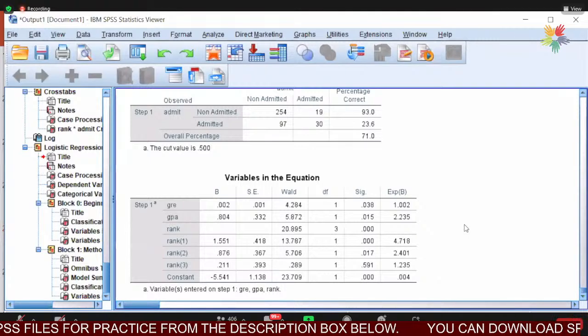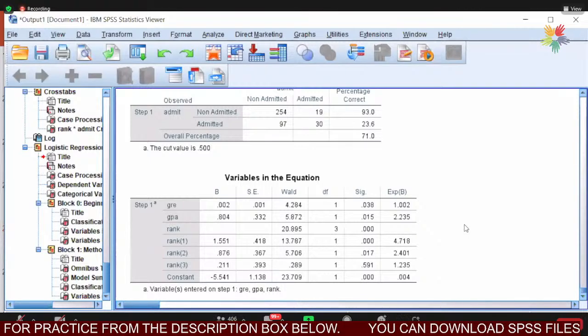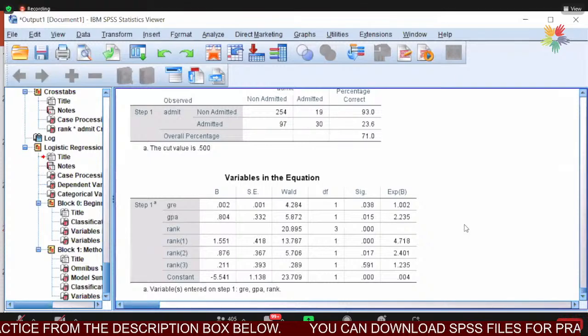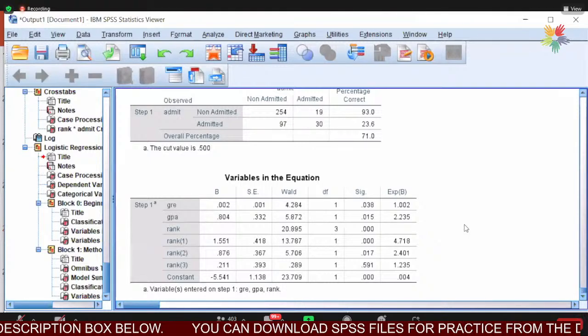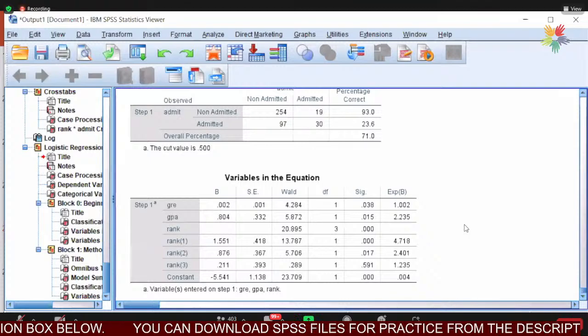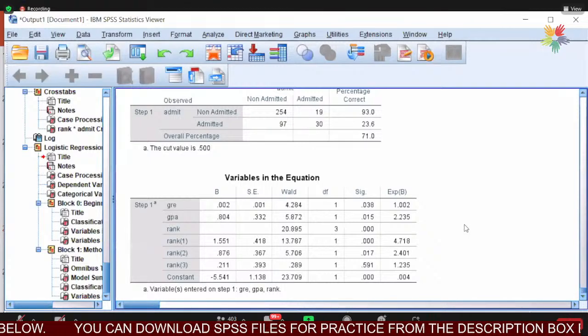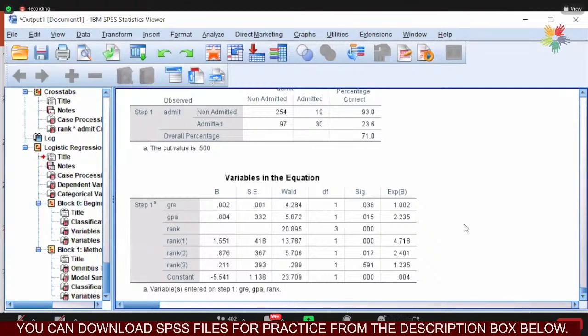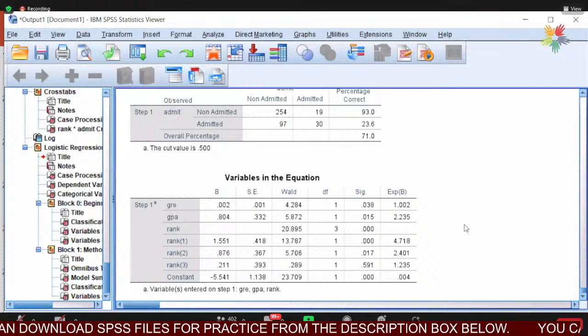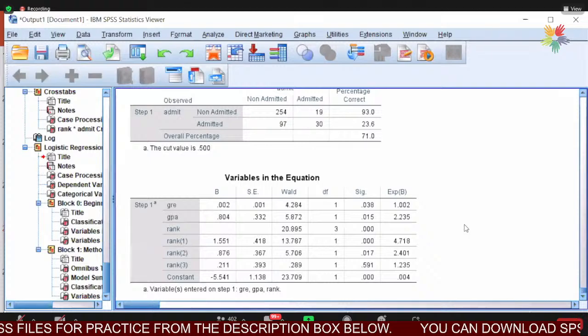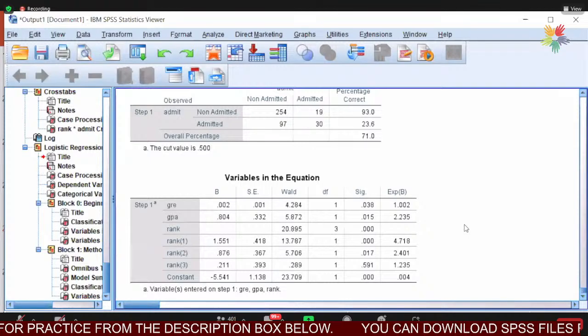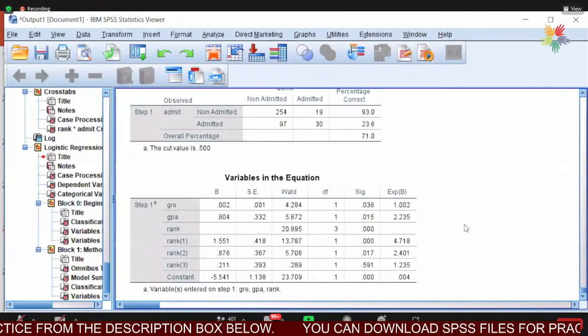Sir, my doubt is that there are some papers that interpret the beta coefficient and create the equation based on the beta coefficient. But most of the papers describe it based on the odds ratio. Odds ratio is most meaningful, but is the beta coefficient needed for interpretation? No, sir. Don't use beta, sir.